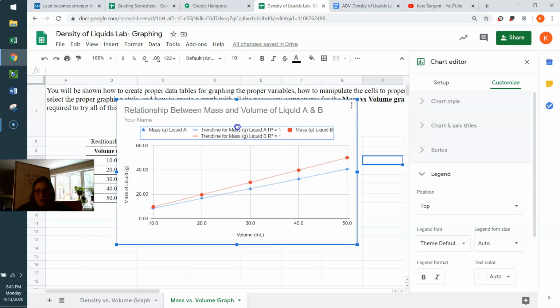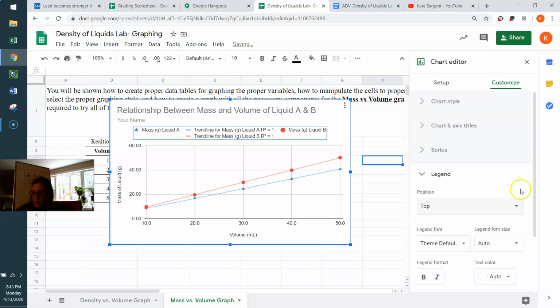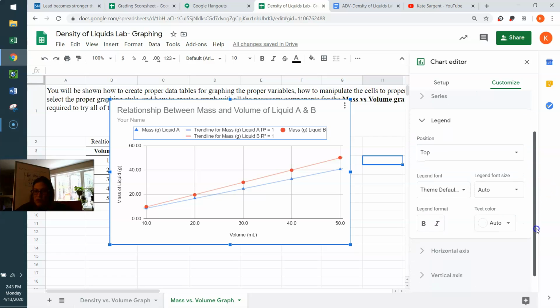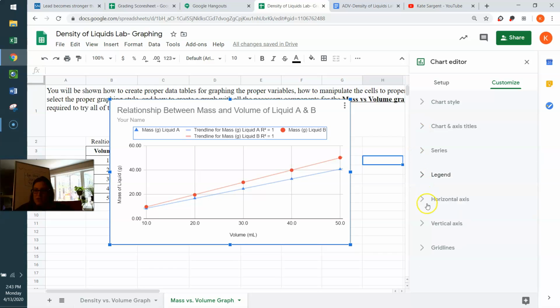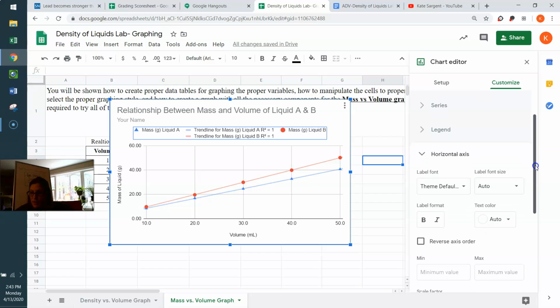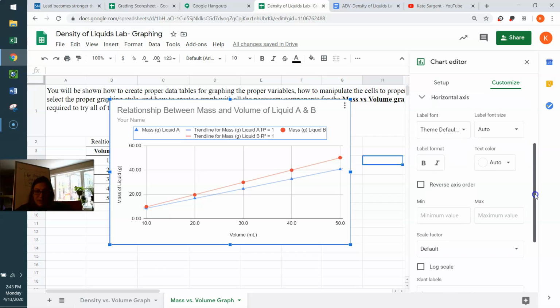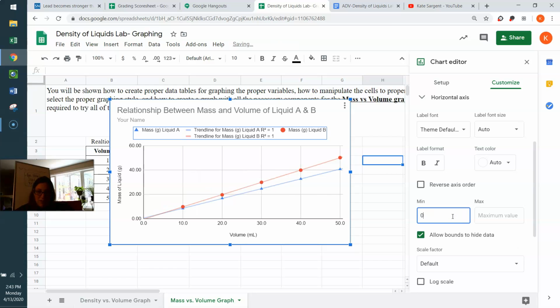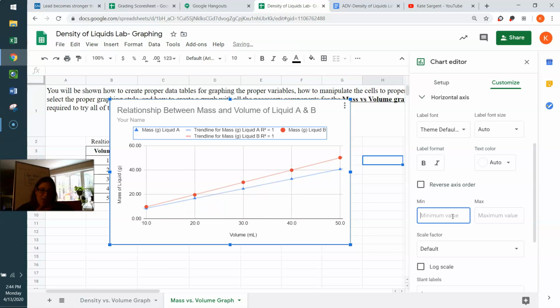I feel like you used to be able to shrink that a little bit. I guess not. So is there anything else about the legend? Not really. So let's look at the horizontal axis. Looks really nice. I could put in a minimum value here of 0. It's not necessary. It's okay to have the graph, I feel, start at the 10 milliliters.